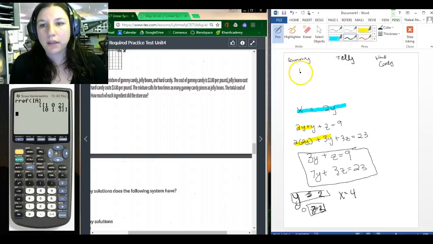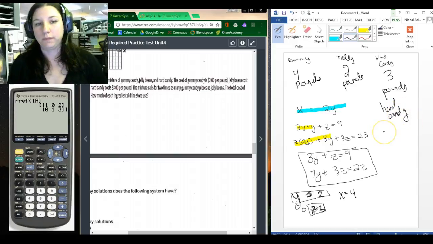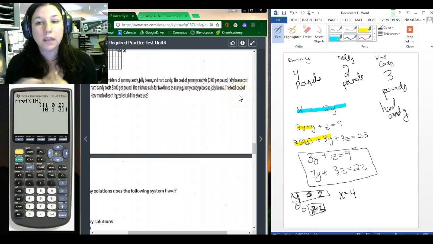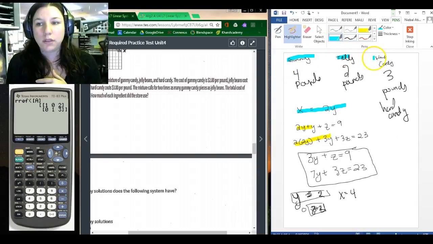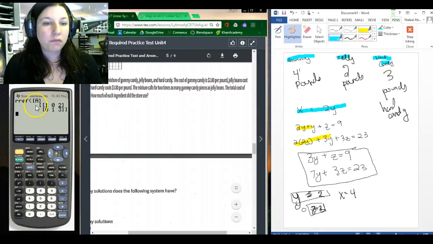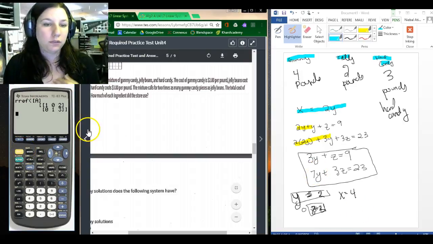So our gummy candy was our x, so we're going to have 4 pounds of the gummy candy, 2 pounds of the jelly candy, and 3 pounds of the hard candy. Okay, so a little bit longer for this question, but stay organized. It helps to label your columns to keep your variables straight. And feel free to use the matrices in the calculator to help you solve these quicker.